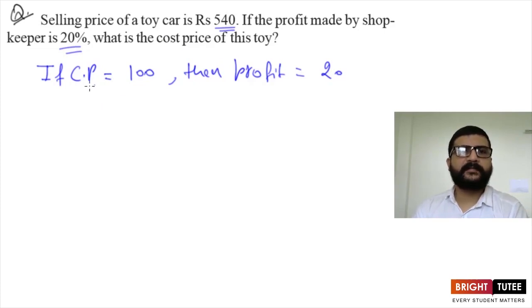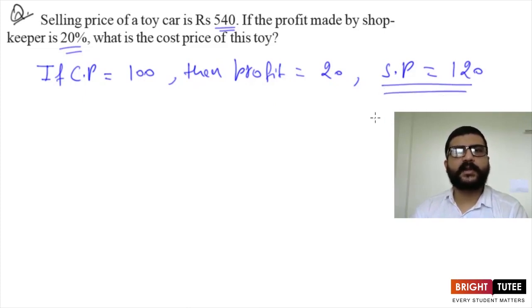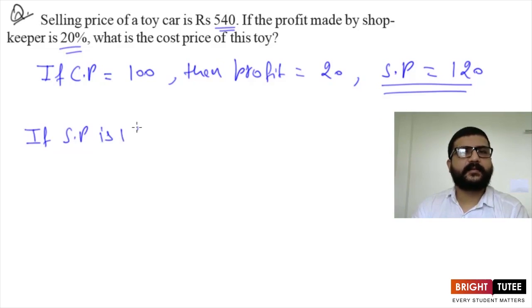So from here we have seen if CP is 100, then profit is rupees 20. Now what about SP? If profit is 20, then SP will be CP plus profit, and that will be 120. So now what we are having here, if SP is 120 rupees, then cost price is 100. So we can write like this: if SP is 120, cost price is equal to 100.